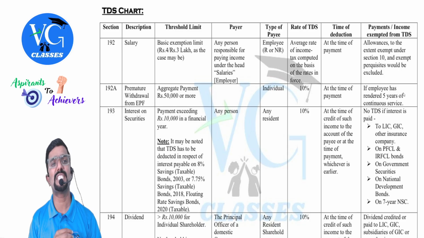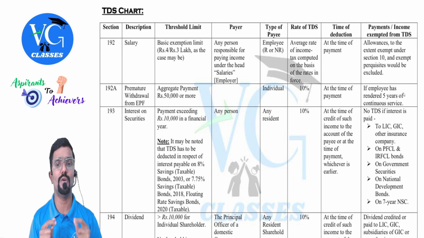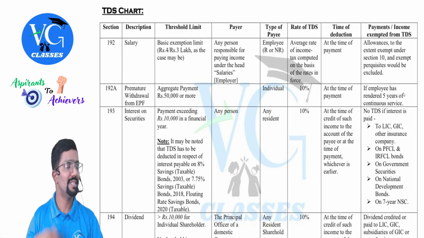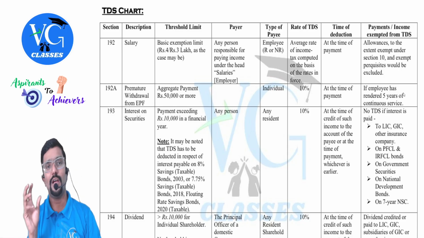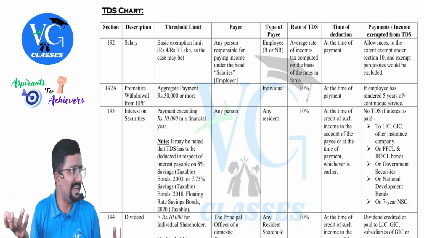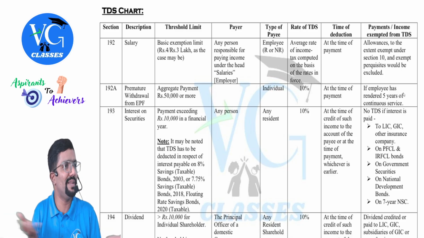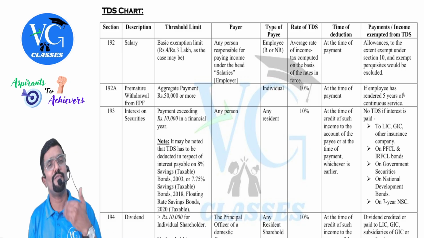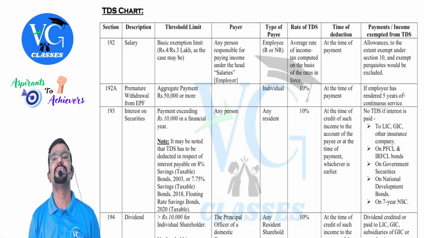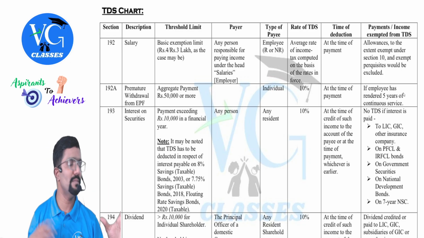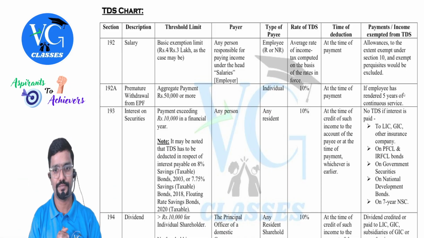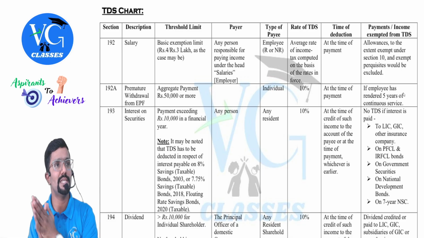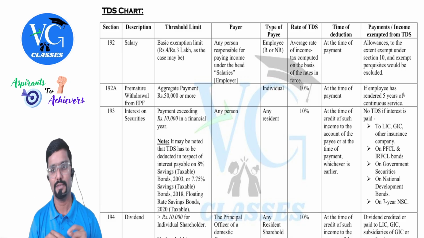At what rate TDS has to be deducted? They have not given the rate. They have told average rate of income tax computed on the basis of rates in force. That is as applicable to the assessee. Normally, employees will be individuals only. Correct? Can an HUF become an employee? Can a company become an employee? No. So for an employee, what rates would be applicable? Slab rates as per the optional scheme or default scheme, guys. Time of deduction is at the time of payment every month.